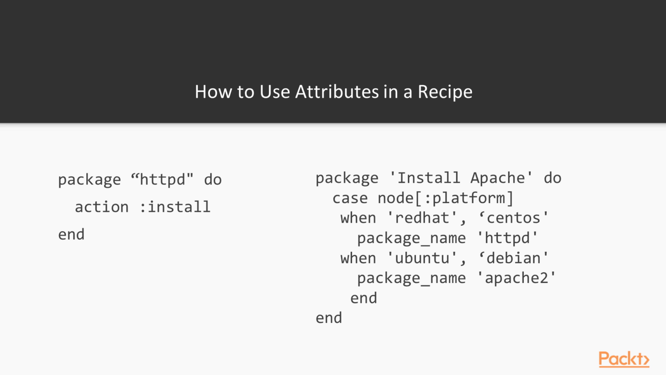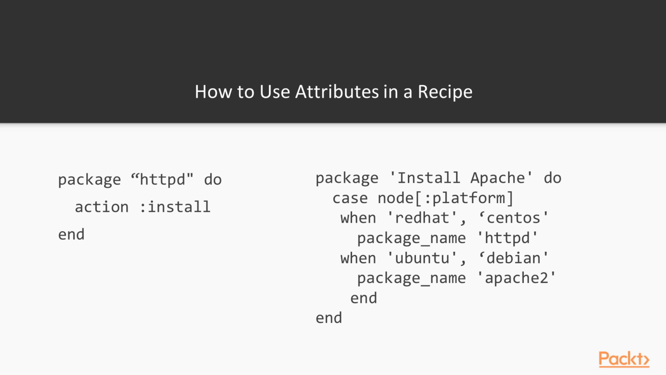So now we have two options. We can either write two different recipes, one for the Red Hat family, which will contain the package name as httpd, and another recipe which will contain the name as apache2 for the package, which we will run on the Debian family. Or we can write a single recipe, and what we can do is make use of the platform attribute. Let's take a look.